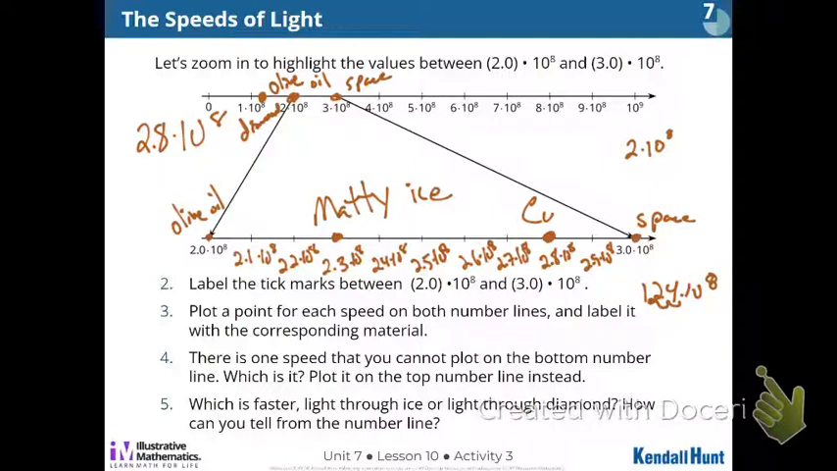Which one couldn't get in the zoomed in portion? The diamond. Got left out. And what's faster, ice or diamond? Ice. Ice, baby. Because ice is right here in the zoomed in portion coming from this area.